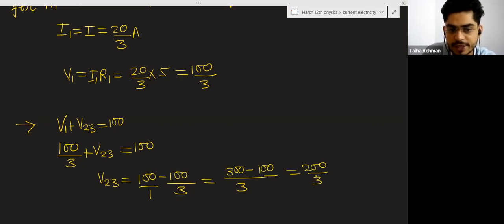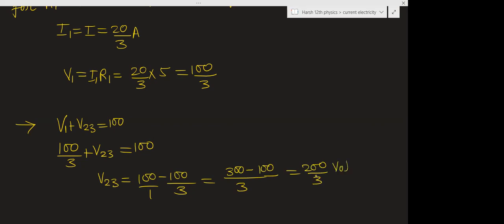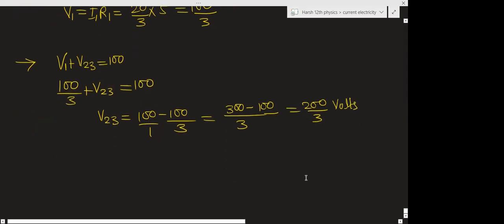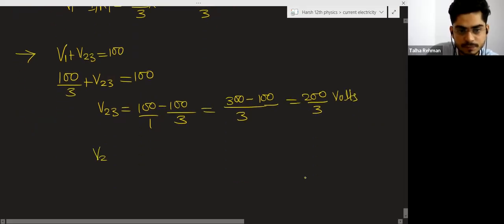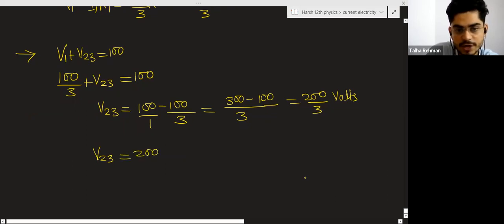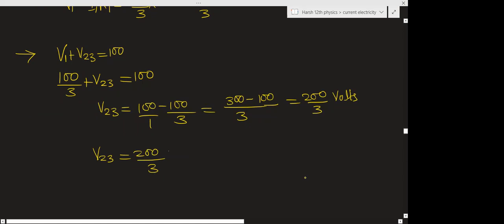What is the unit of voltage? Volts. So we have V23 as equal to 200 divided by 3 volt.